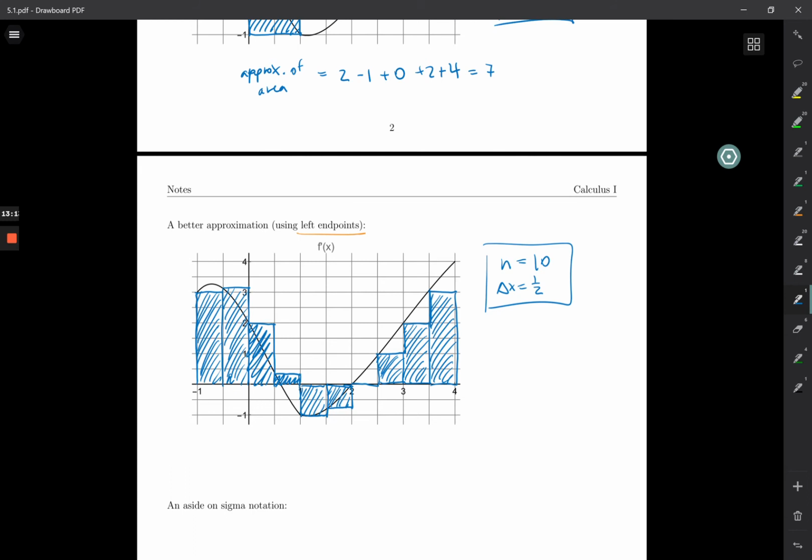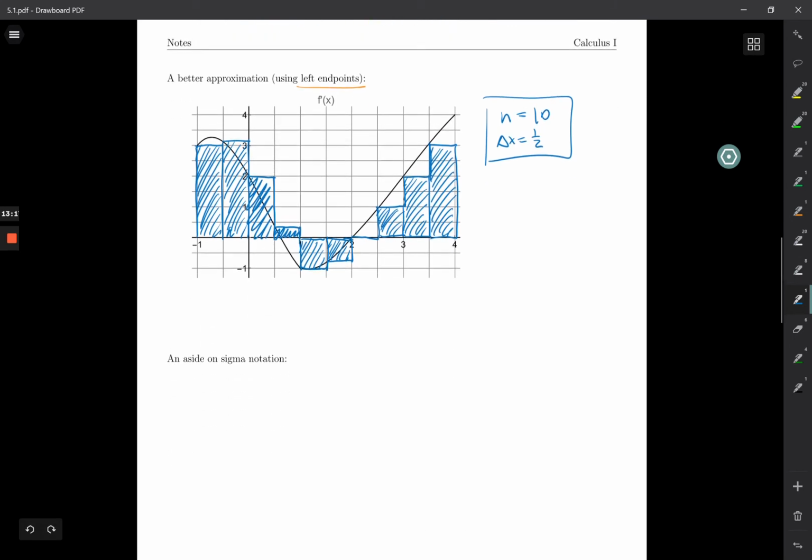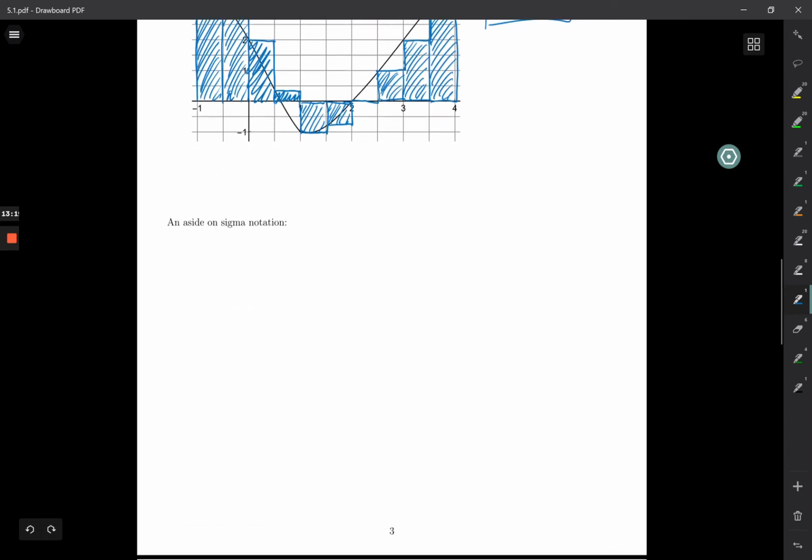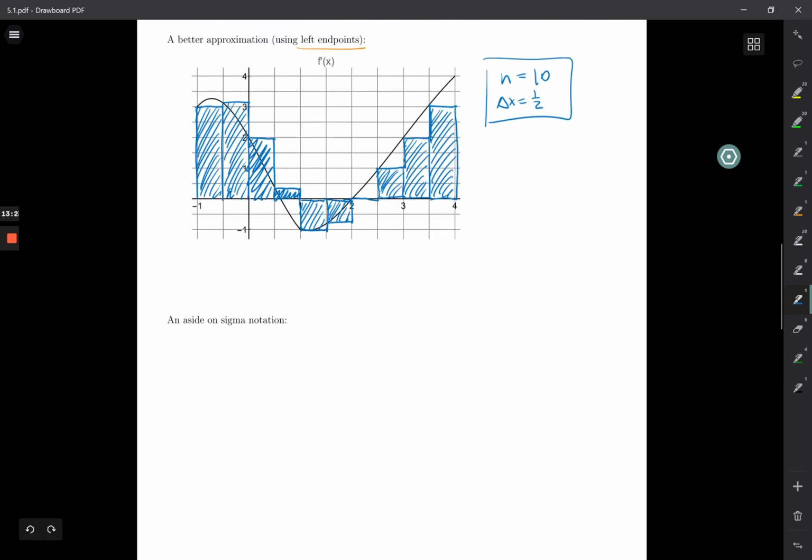Okay, but for now, I wanted to go over some sigma notation. Now, oh, I noticed I didn't do the area approximation. I'll leave that up to you. So you can fill that in with the values.